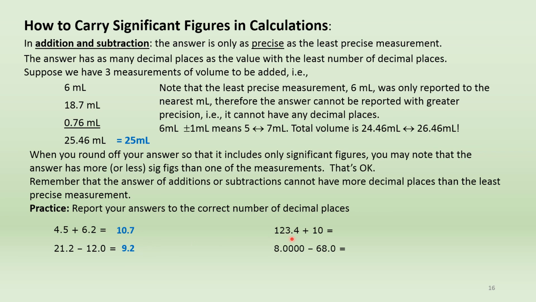In the case of 123.4 plus 10, no decimals and 1 decimal. So even though the answer technically is 133.4, we'll have to drop the 0.4, report only to the nearest milliliter. 8.0000 minus 68.0, well, technically that's minus 60, but since we only have 1 decimal in this number, we can only report 1 decimal in our answer.